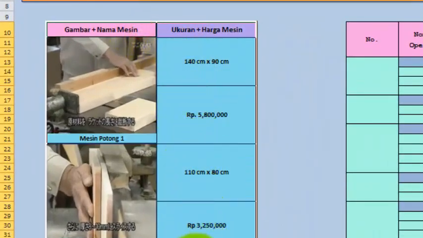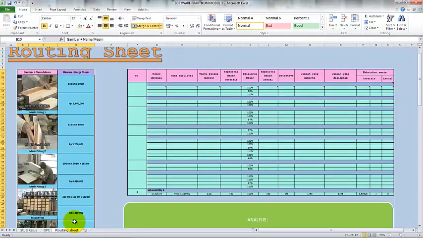These tables describe the machines that are used in the production process of your product. It can include the image, size, and price of the machines. You can look it up on the internet.